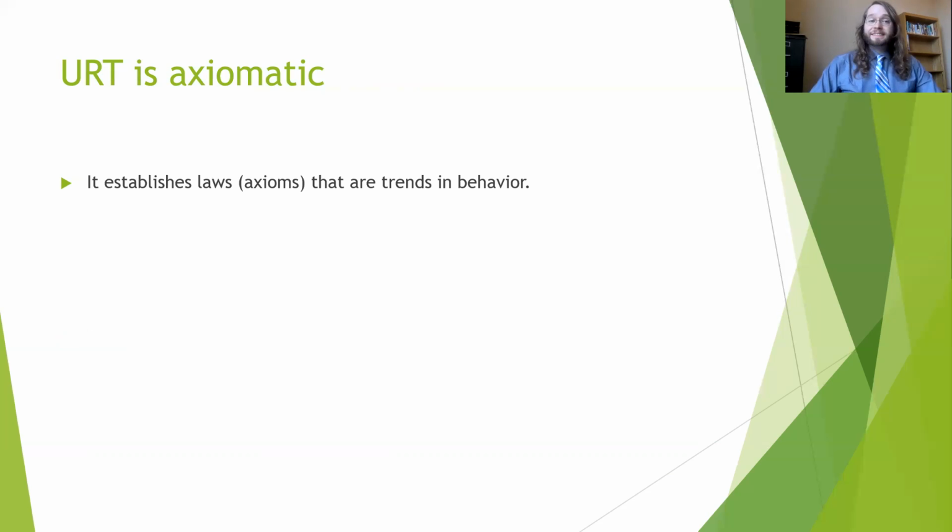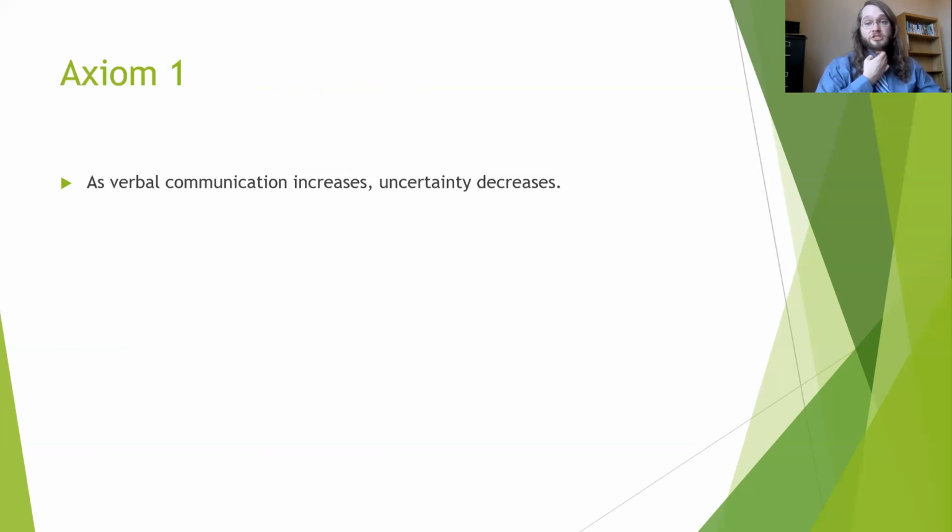URT is axiomatic. In other words, uncertainty reduction theory has different laws or axioms that assume how we respond to and engage in issues related to uncertainty. So let's talk about each of these in a little bit more detail. Axiom 1 refers to the idea that as verbal communication increases, uncertainty decreases. The more somebody talks, the more you understand and get to know them, the more predictable their communication becomes. Pretty straightforward.